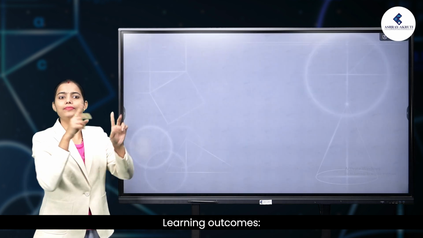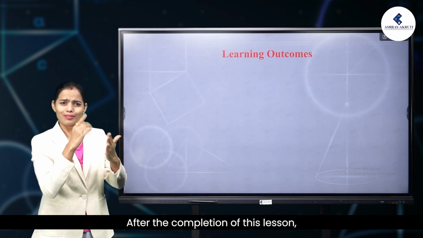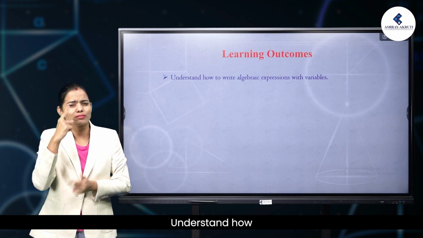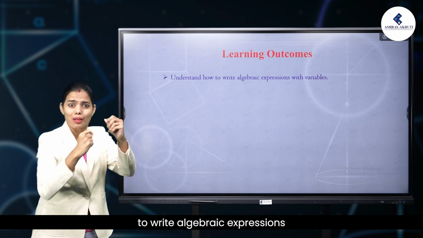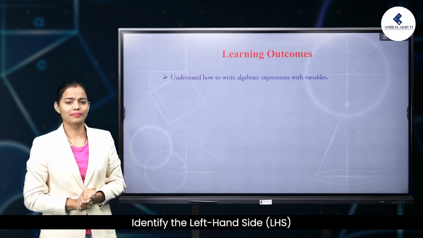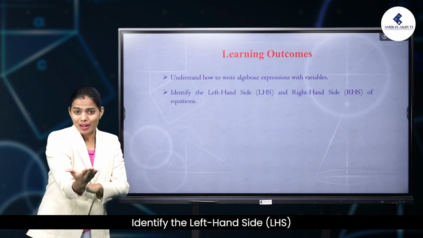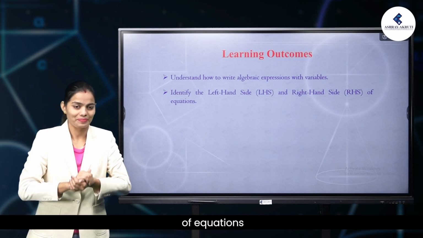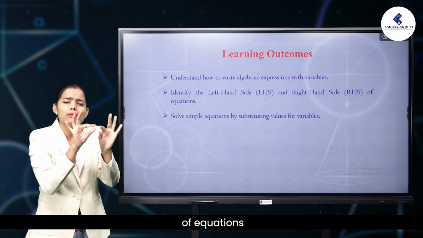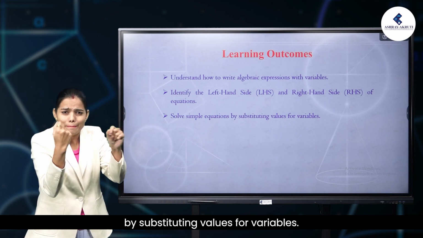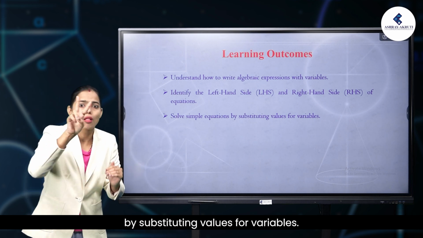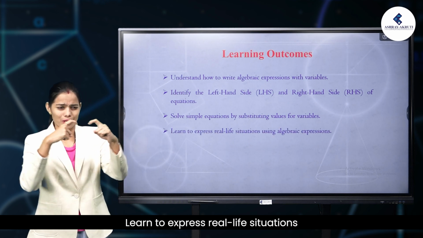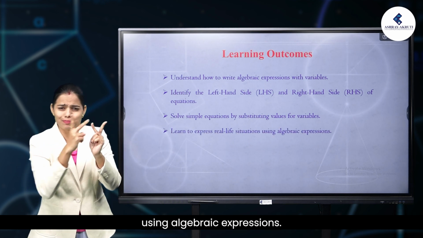Learning outcomes. After the completion of this lesson, you will be able to understand how to write algebraic expressions with variables. Identify the left-hand side (LHS) and right-hand side (RHS) of equations. Solve simple equations by substituting values for variables. Learn to express real-life situations using algebraic expressions.